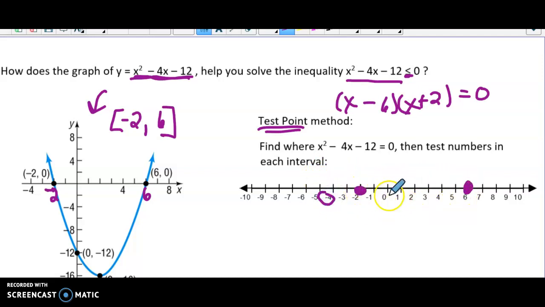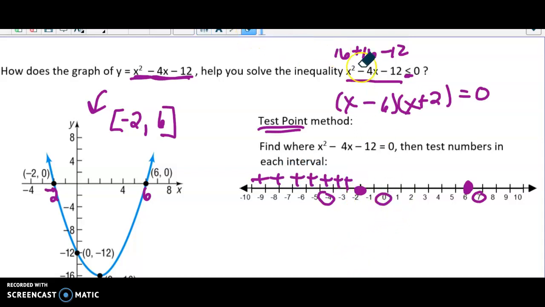Something between negative 2 and 6. I'm going to use 0 because that's easy to stick in. And then something bigger than 6, I'll use 7. And I'll see if I get positives or negatives. When I put negative 4 in for x, I get negative 4 squared minus 4 times negative 4. That's plus 16, minus 12. I can see that that's positive. 16 plus 16 minus 12. I have positives here until I hit negative 2.